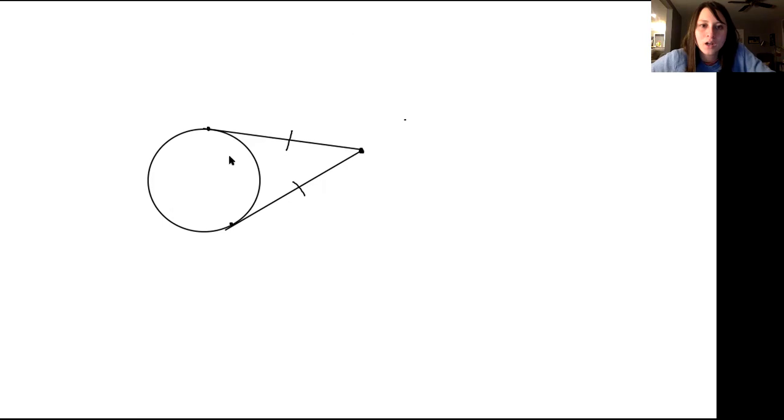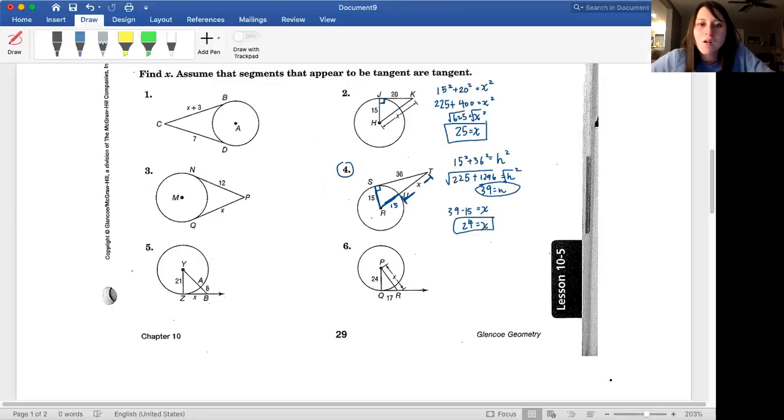So let's take a look at our study guide. We've got number 1, BC and DC. Well, I know that these are congruent because they connect at the same point, and it says whatever segments appear to be tangent are tangent. So these appear to be tangent, they're tangent. So I know they are congruent. So x plus 3 equals 7. They are congruent. Subtract 3 from both sides, x is 4. Number 3, if this segment is 12, x would also be 12, right?